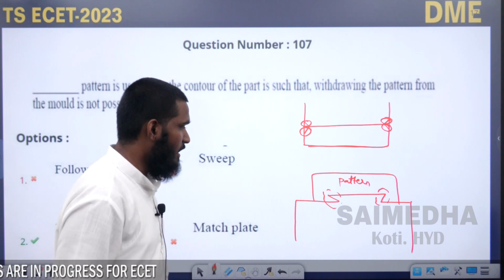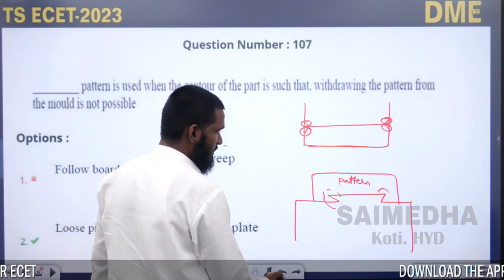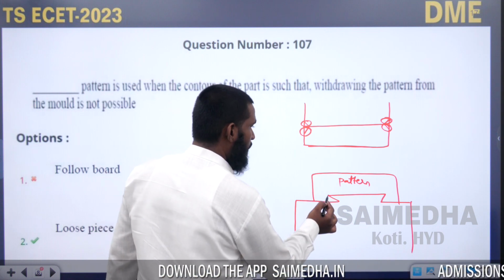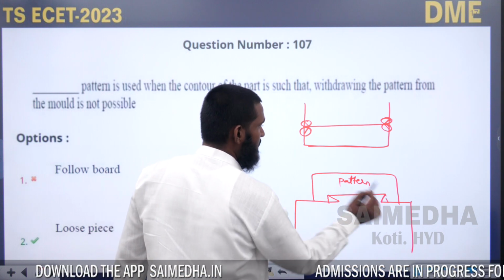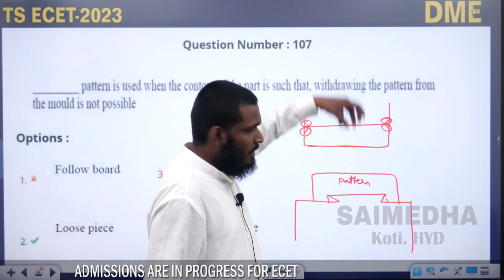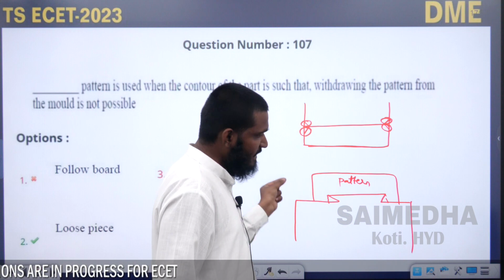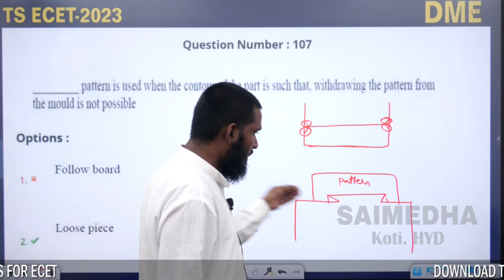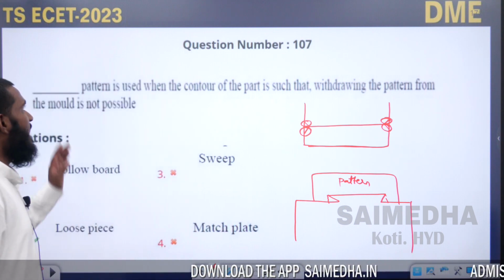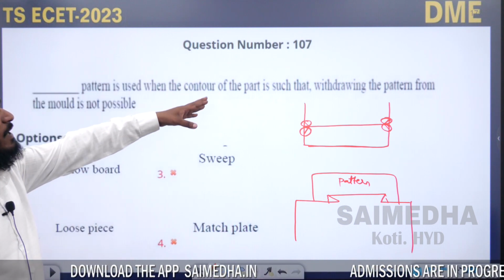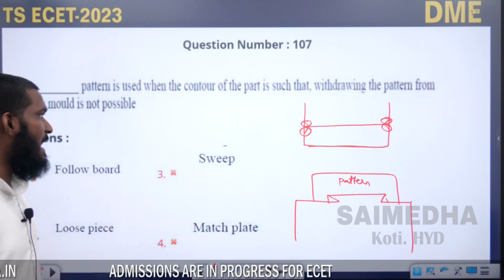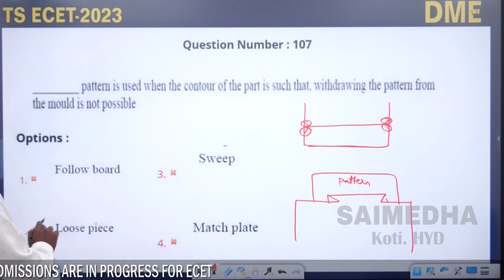So listen here carefully to what we are doing. We are providing this piece separately. First we will remove this pattern. After removing this pattern, the small pieces we are having, we can remove slightly over here. That's why this pattern is used when the contour of the part is such that withdrawal of the pattern from the mold is not possible. Which pattern are we using over here? We are using the loose piece pattern.